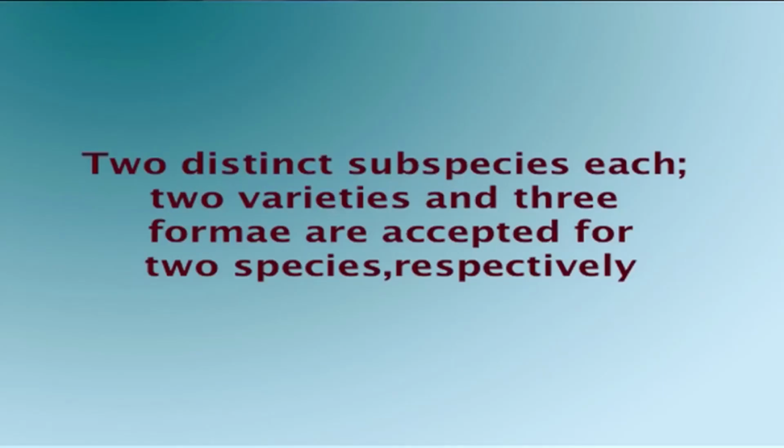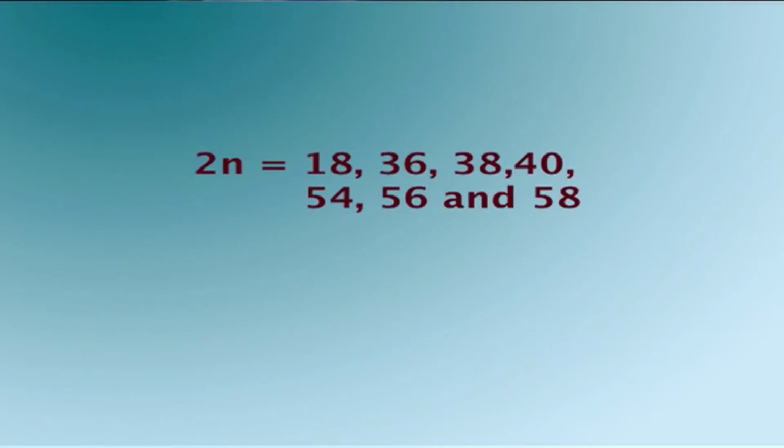The small section Capillares of the genus Carex has been studied from the cytological and taxonomical points of view. It comprises 9 distinct species. 3 species include 2 distinct subspecies each. 2 varieties and 3 formae are accepted for 2 species respectively. The chromosome numbers of the taxa involved are 2n=18, 36, 38, 40, 54, 56, and 58.